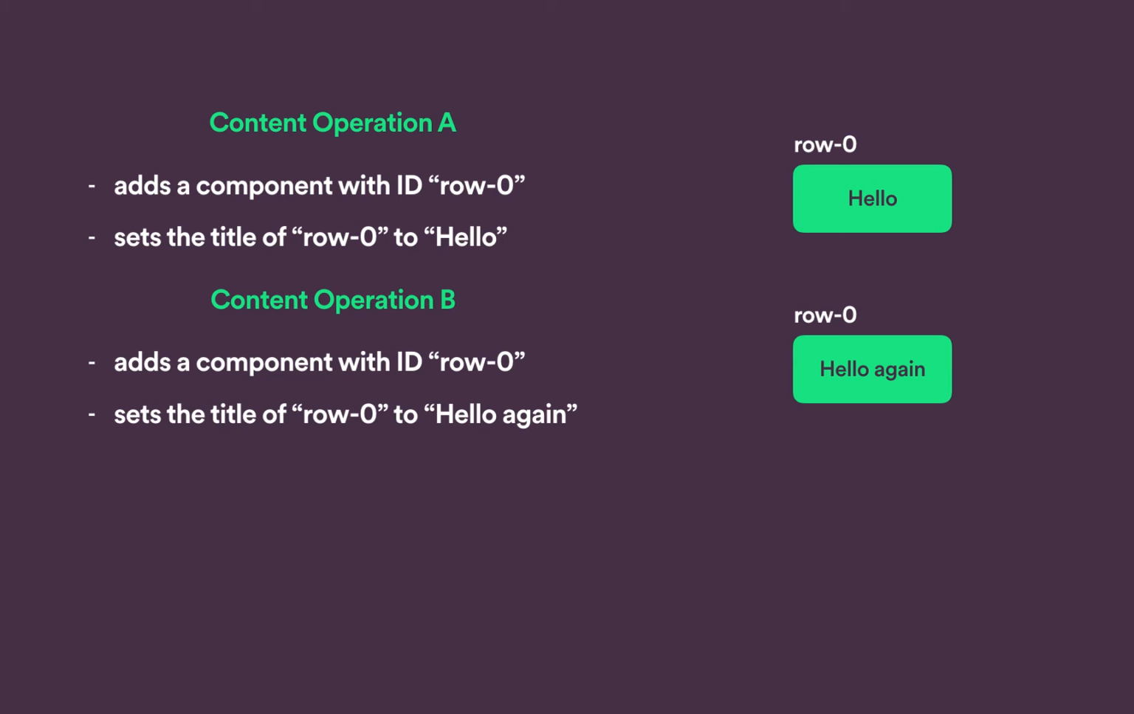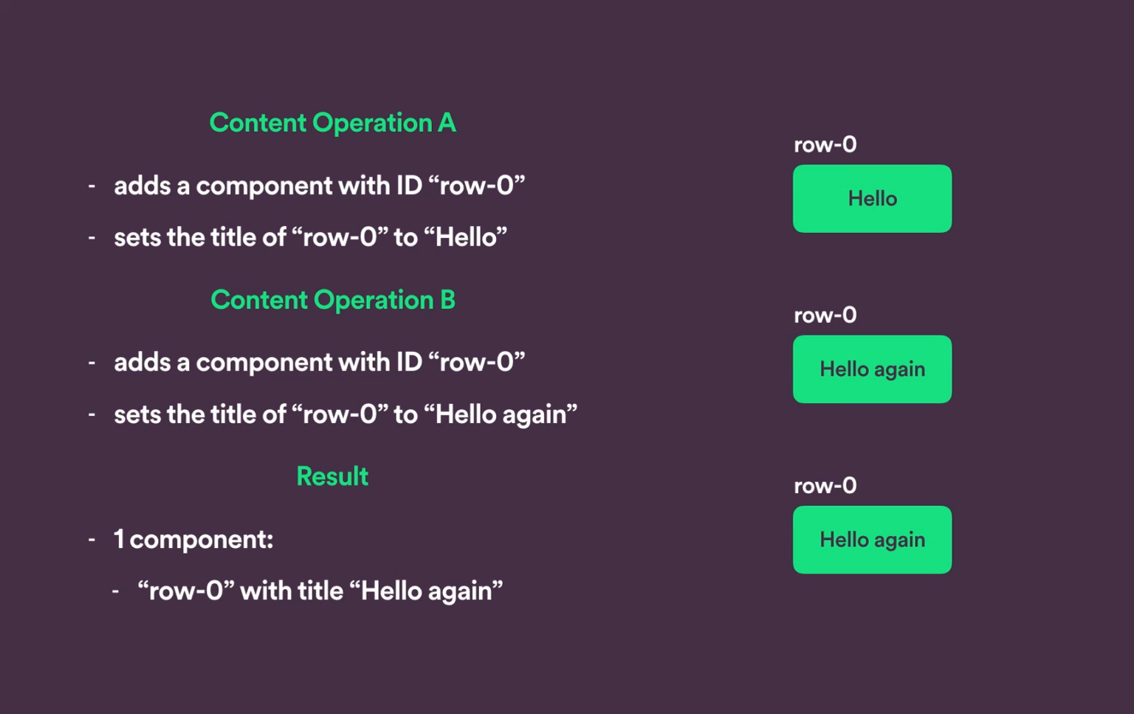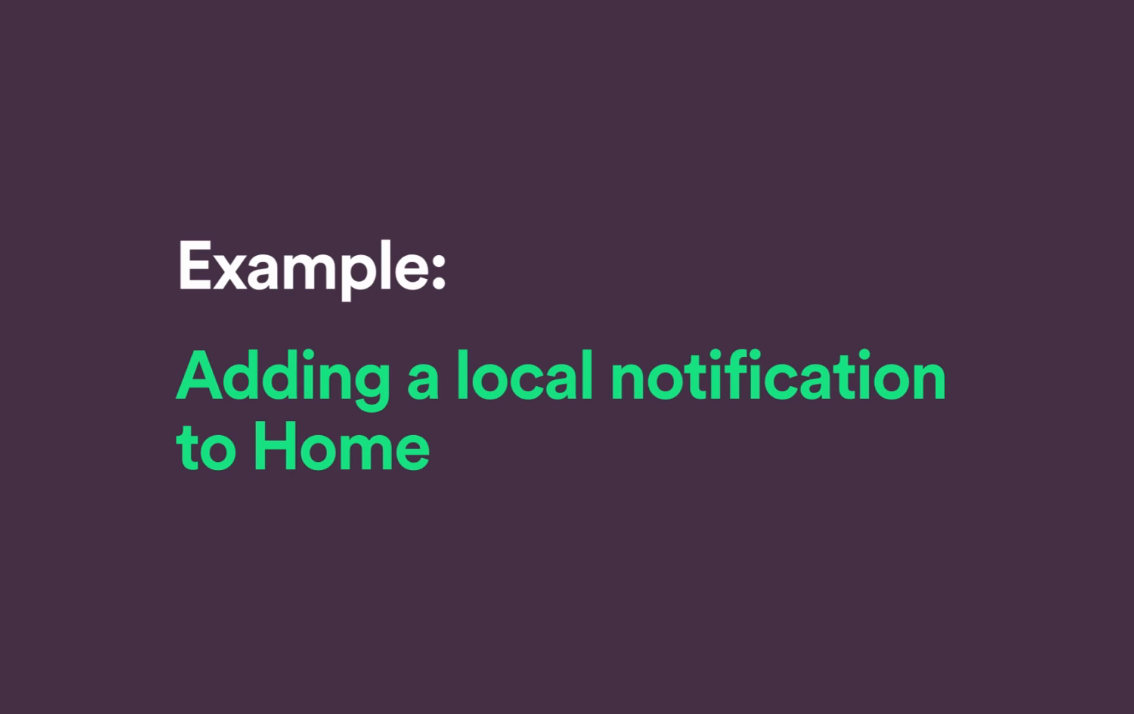Now, this is quite powerful because this enables you to inject logic that just modifies existing components without having to create new ones. So the end result here is going to be that we just have one component with an ID row 0 and the title hello again, because we updated it in content operation B. Now in practice, what we can do with this is, for example, in the Spotify app, if we wanted to add a local notification to the home view, we could do that using content operation chaining.